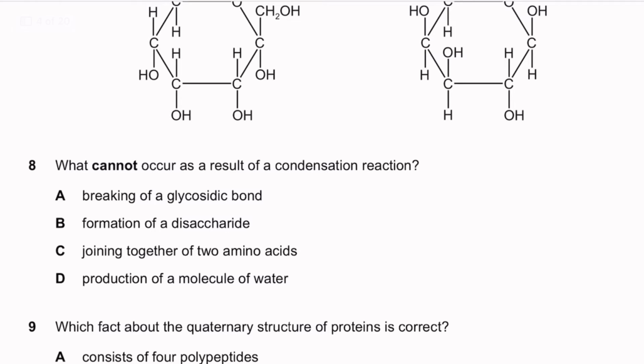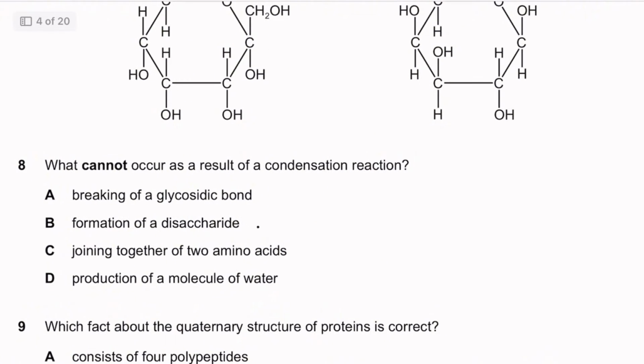Okay, now what else do we have here? What cannot occur as a result of a condensation reaction: breaking of a glycosidic bond. Condensation reactions mean the formation of a bond via removal of water. So it's not going to be breaking down of anything, it's going to be the formation of things. Formation of a disaccharide can occur, joining together can occur, production of something can occur, however, breaking cannot occur.